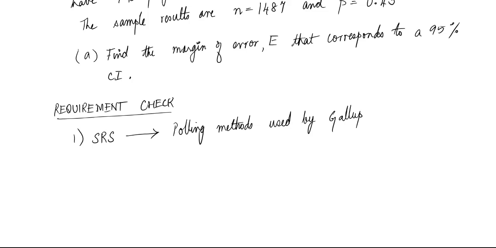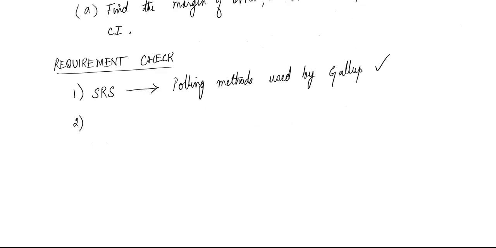Gallup uses simple random samples, so we're good there. But again, for the purpose of this problem, we are using the information we are given instead of researching it. We're told it's the Gallup organization that did this poll, the survey, so we are okay with that. So the second one is about binomial conditions.